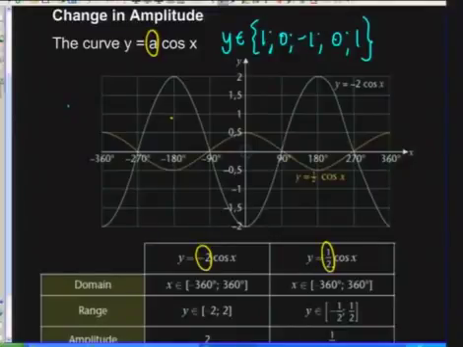What are you expecting to happen? You're expecting that range to also halve, and that's what's happened. Whereas over here, you've multiplied it by -2, so you've increased that maximum and you've decreased that minimum as well. So the graph's indicating how the amplitude has been affected by the change in that coefficient.